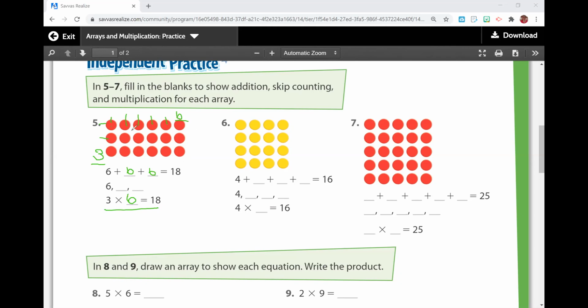So this first one, I have 1, 2, 3, 4, 5, 6. I'll write a 6. 7, 8, 9, 10, 11, 12. There's 12. 13, 14, 15, 16, 17, 18. If I skip counted by 6 3 times, 6, 12, 18, that's what my numbers would be. Complete 6, 7, 8, and 9, and then you are complete with our math skill for today.